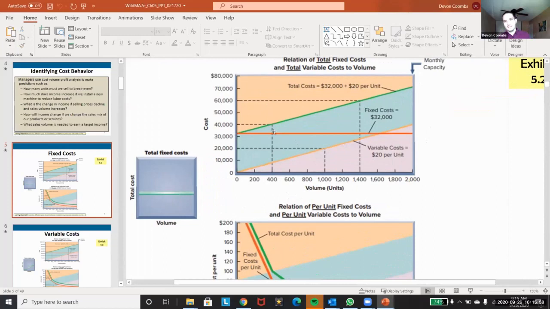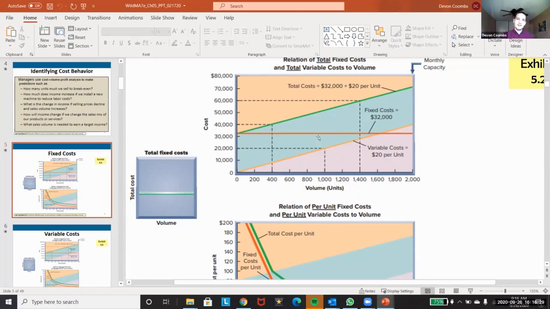We can see that fixed costs are always going to be a flat line on this graph. It's always a flat line because they don't change. So if this is our lease for the year, no matter how much output we make, it's going to stay $32,000 a year. Maybe this could be a month. Our variable costs, though, are going to be just like a linear line, a linear chart, where we just say 3x, or here it's $20 per unit, right?